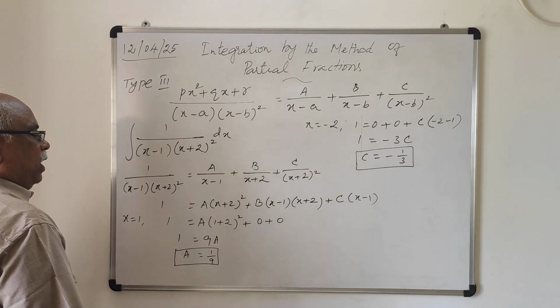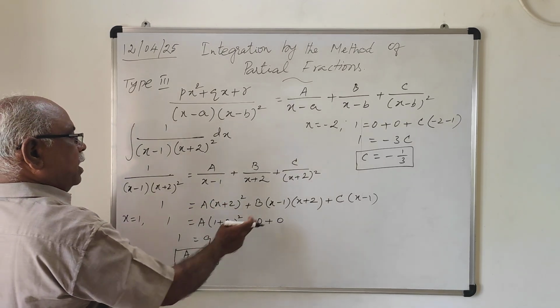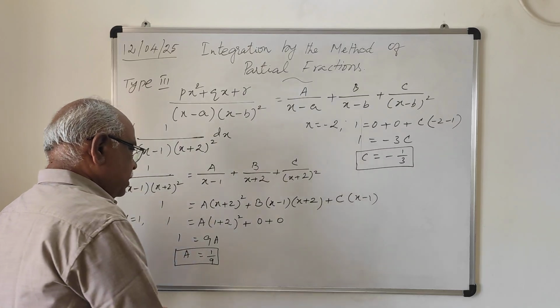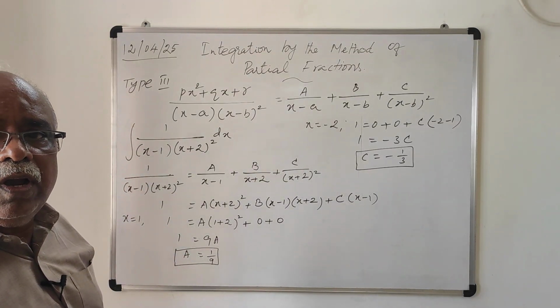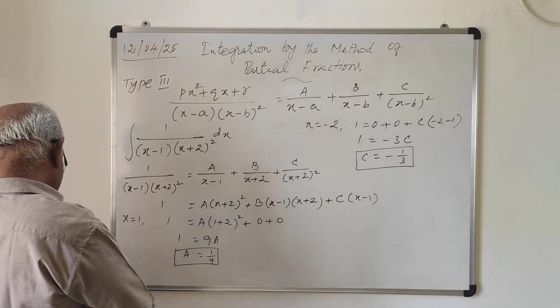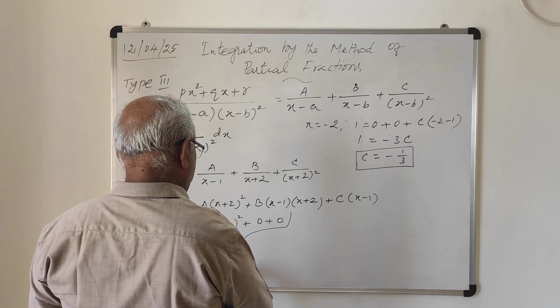Next, we can find out the value of unknown B. A is 1 by 9, C is minus 1 by 3. Now we have to find out B. For that, you have to equate the coefficients of x square on both sides. Equating the coefficients of x square to find the value of B.